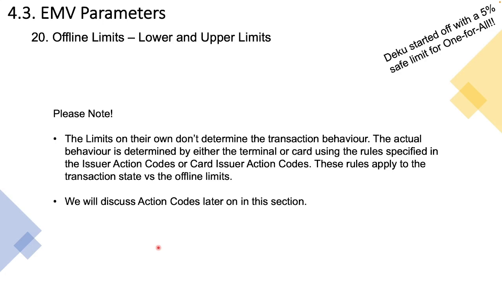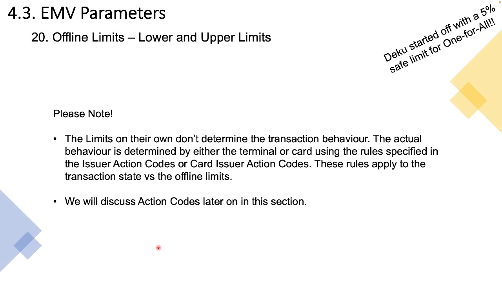Just note, okay, limits on their own don't determine the transaction behavior. The actual behavior is determined by either the terminal or the card using the rules specified in the issuer action codes or the card issuer action codes. These rules apply to the transaction state versus the offline limits. And we'll discuss action codes later on in this section.